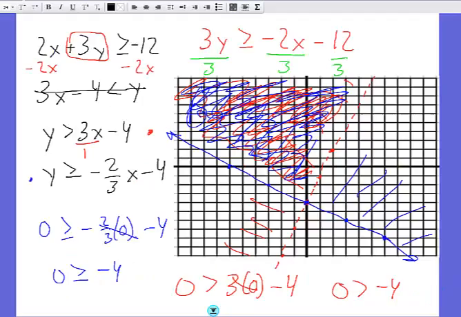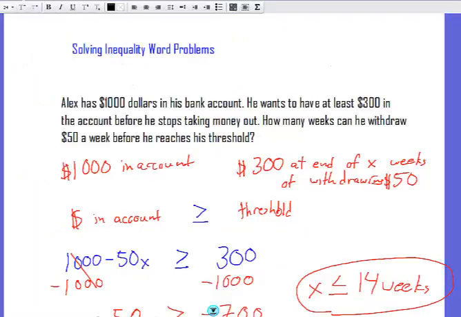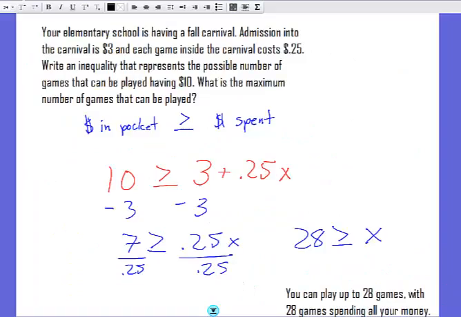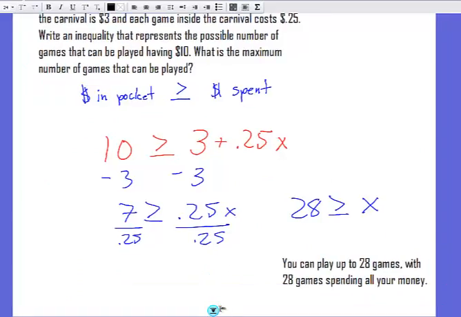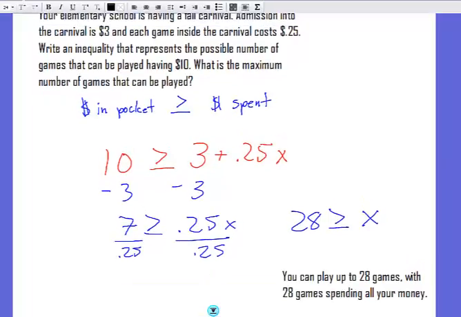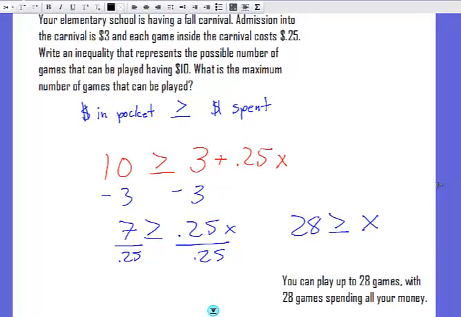Again, solving these inequalities is not difficult, but setting the inequality up is the difficult part. Make sure you read the problem, really understand what you are looking for, all right? And that's the best advice I can give you. Read them very carefully.